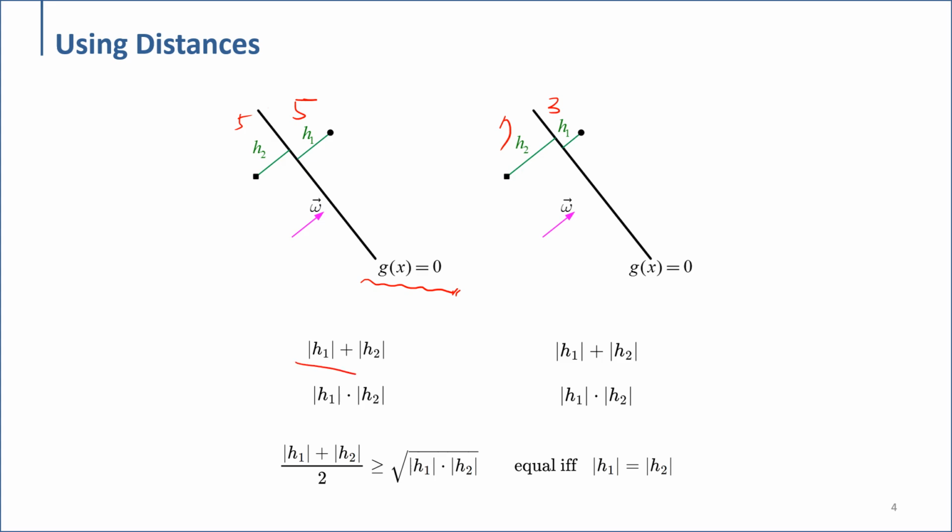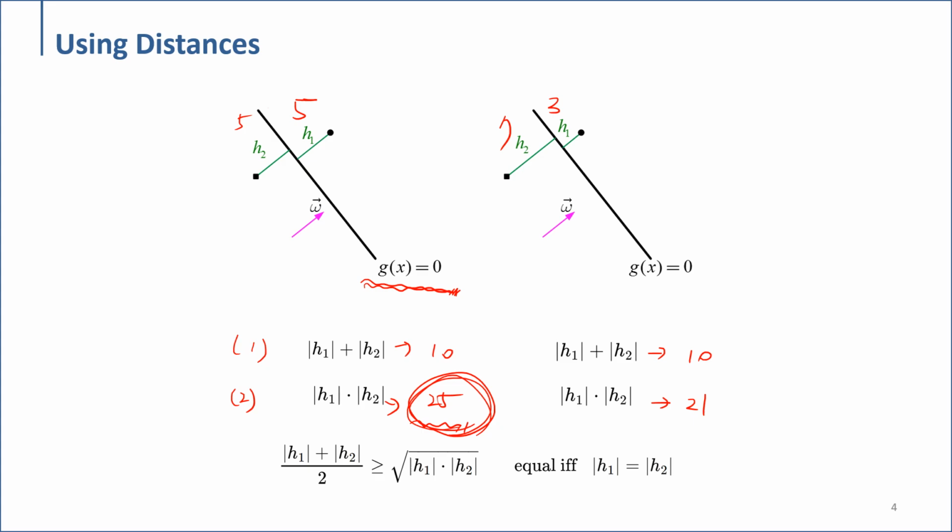So when we think about finding the summation of all the distances, in this case the result will give the same result. But in the case of multiplication, this will give 25 and this will give 21. So based on that, we may use this value to be maximized for finding the center or the ideal case of decision boundary.